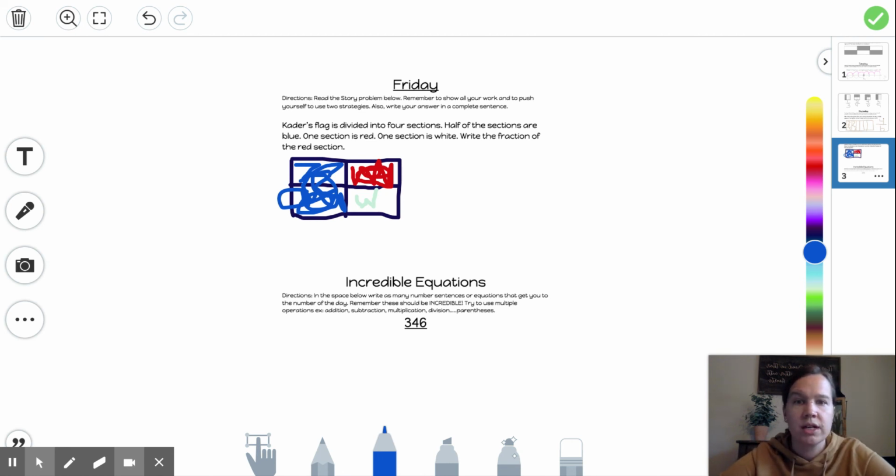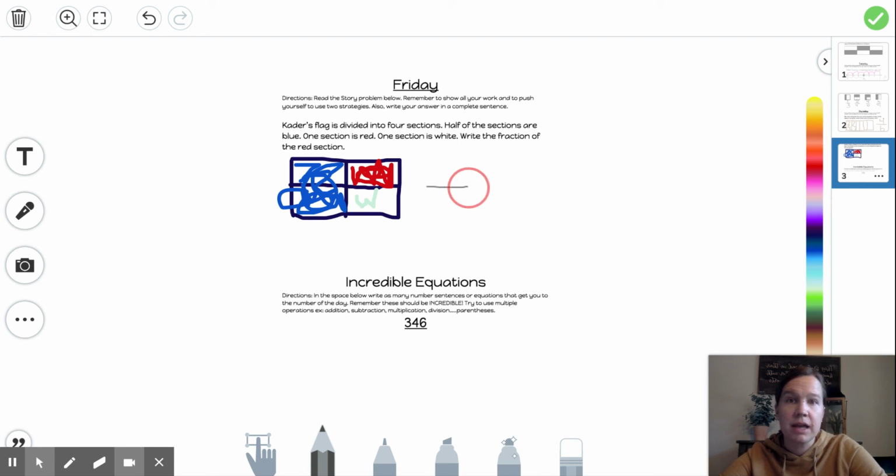The question is, write the fraction of the red section. So again, fractions. The denominator is the amount of pieces it takes to make the whole. So I had 1, 2, 3, 4. It took 4 pieces to make the whole flag. How many of those pieces were red? 1. 1 piece is red. So my answer for today would be 1/4 of the flag is red.